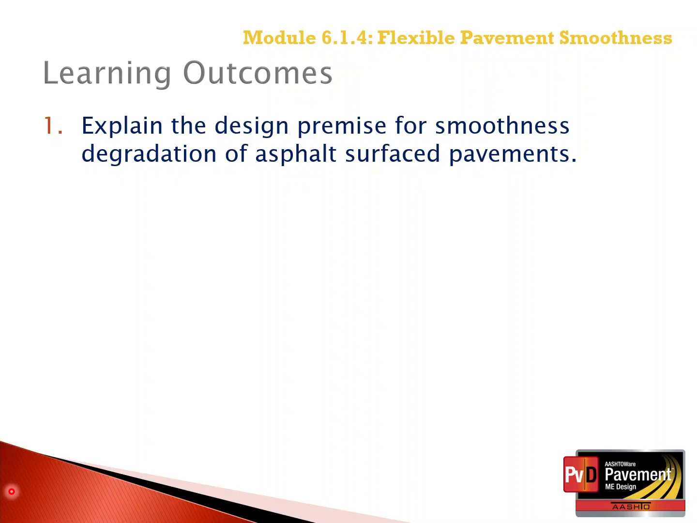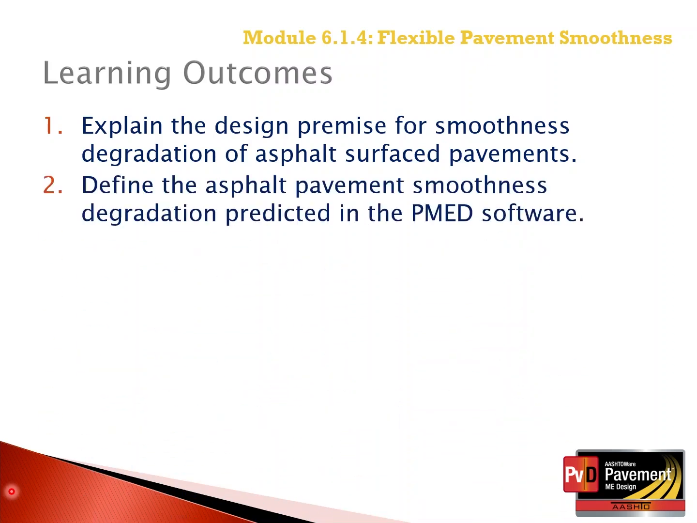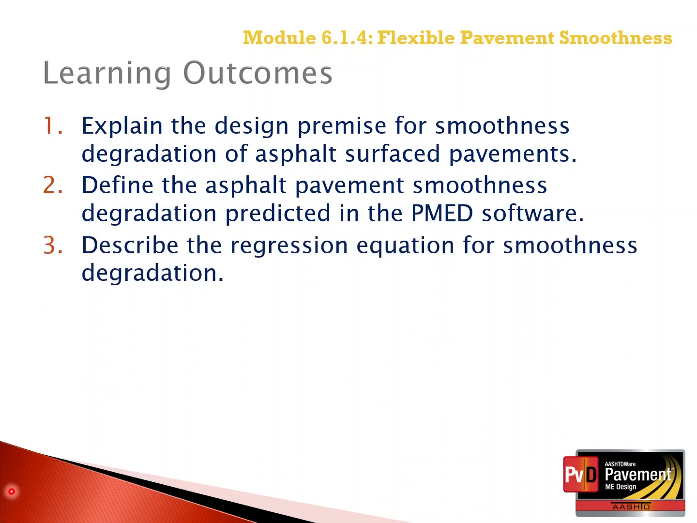There are 3 learning outcomes from Module 6-1-4 on IRI, or flexible pavement smoothness degradation. These learning outcomes include explaining and defining the design premise for smoothness degradation of flexible pavements, defining the increase in IRI predicted for flexible pavements in the Pavement ME design software, and describing the regression equation for predicting increases in IRI over time and throughout the design period.